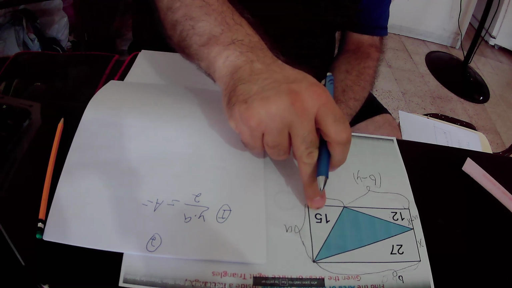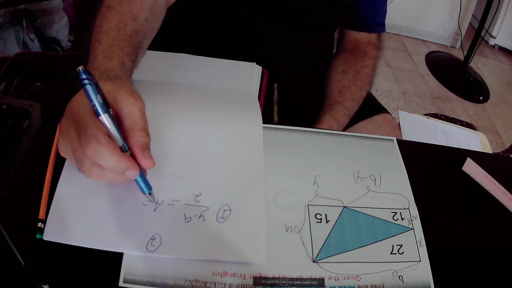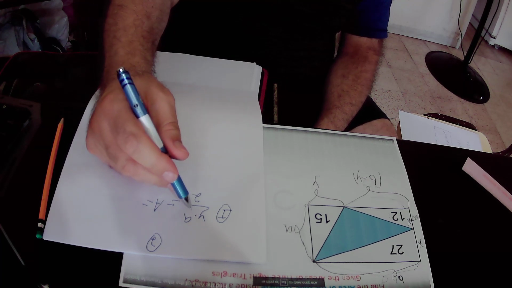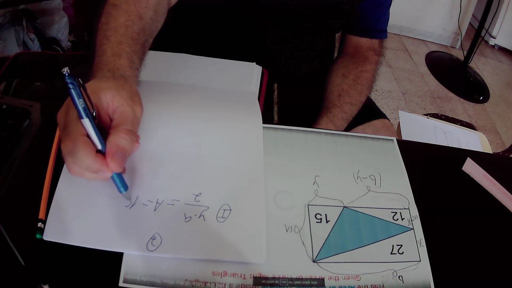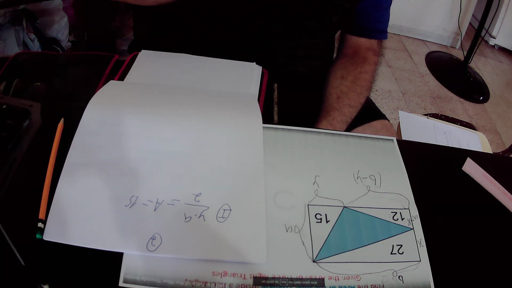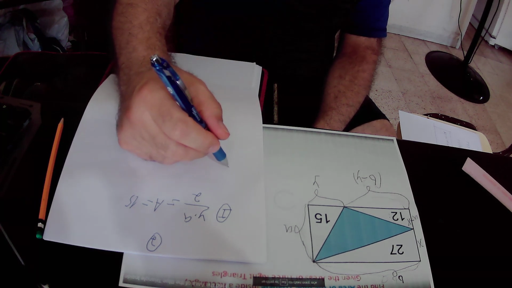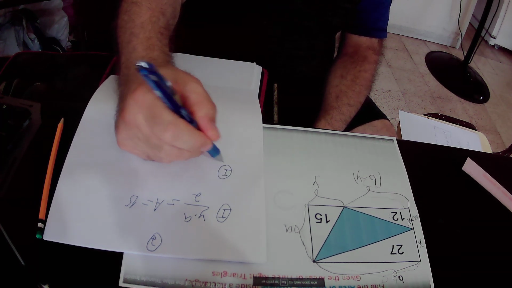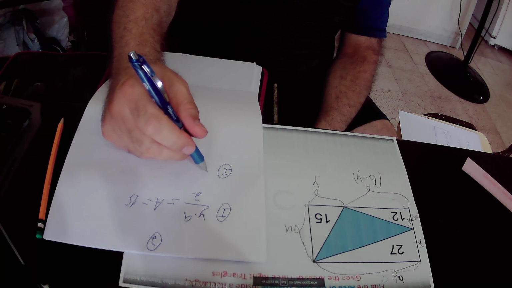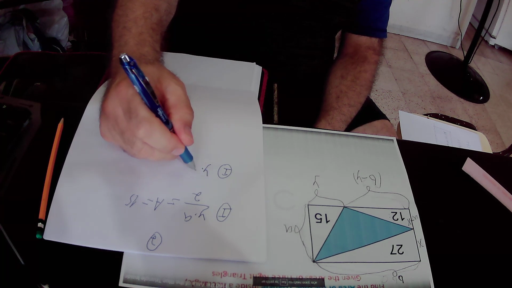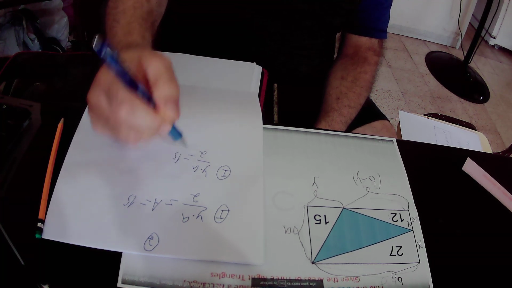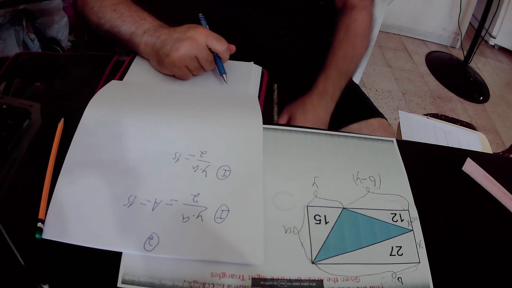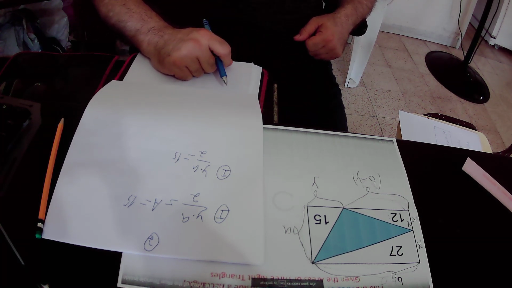We know that the area of this triangle is 15 units, so we will write that y times a divided by 2 equals 15. Or we can write it again: y times a divided by 2 equals 15. Okay, so that will be the first equation.